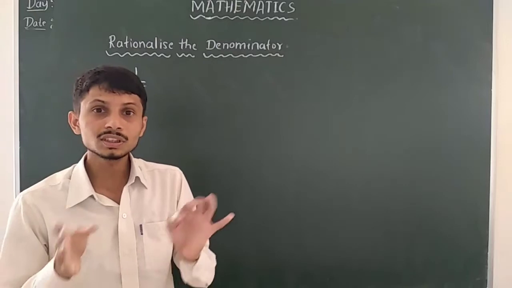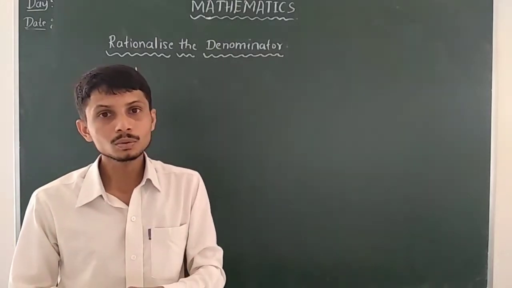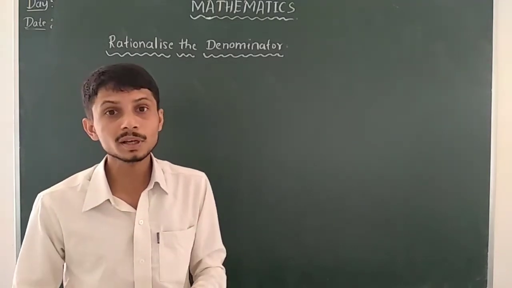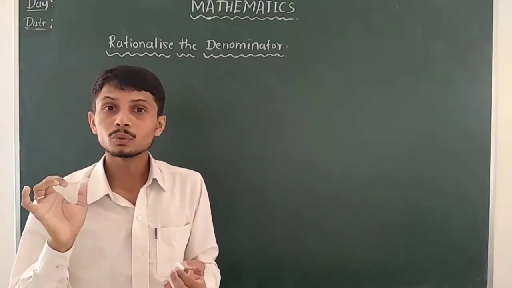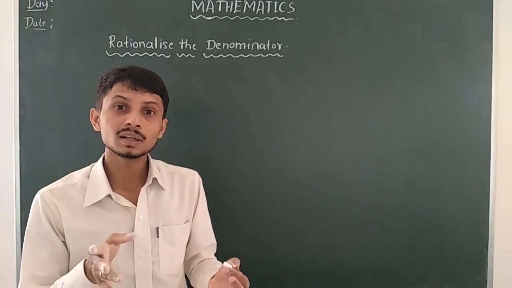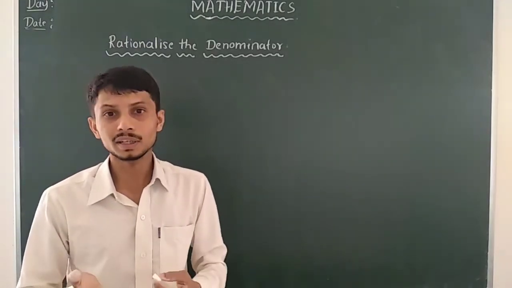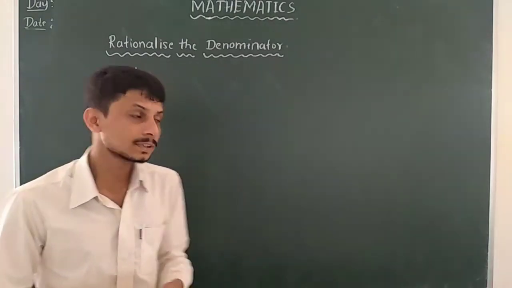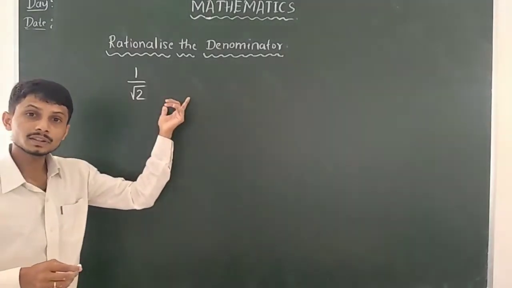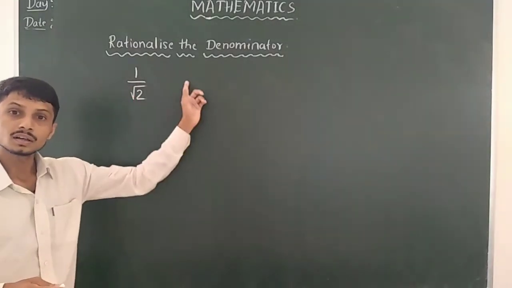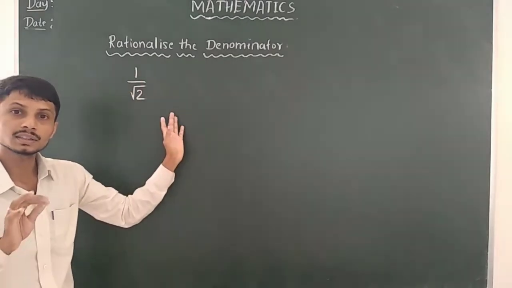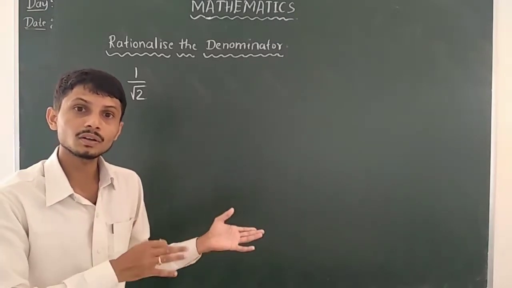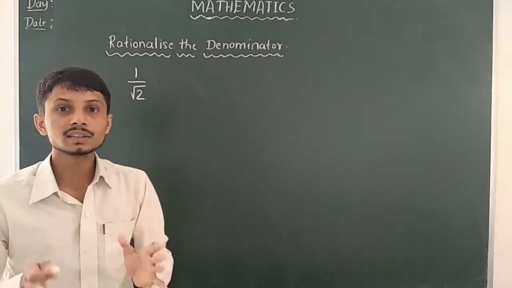What do you have to do? Just multiply with another root 2. What do you get? Root 2 whole square, which is only 2. So we have to multiply the denominator by root 2. But what about the original number? If I just multiply the denominator, the value of the number is disturbed.